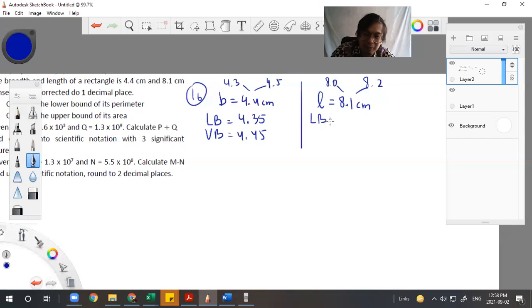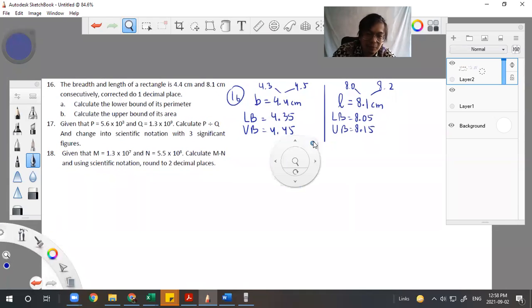So the lower bound will be 8.05 and the upper bound will be 8.15, right? Question 16A. Calculate the lower bound of the perimeter. What is the formula of perimeter? Perimeter is 2 times breadth plus 2 times length, right?